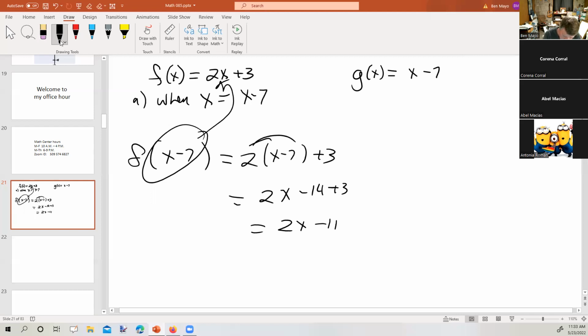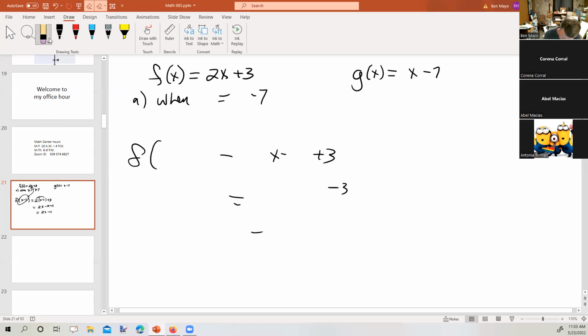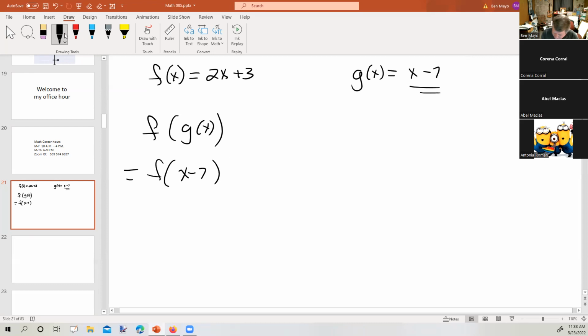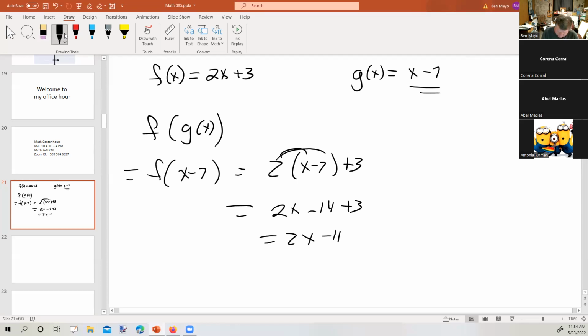Okay, what if instead of all that, I wanted to evaluate f of g of x? Well, what is g of x? It's x plus 7. So wouldn't that be f of x minus 7? I said x plus 7, my bad. X minus 7, which would be 2 times x minus 7 plus 3. In fact, that's the one we just did, isn't it? Okay. So what am I doing? I'm evaluating f at g.